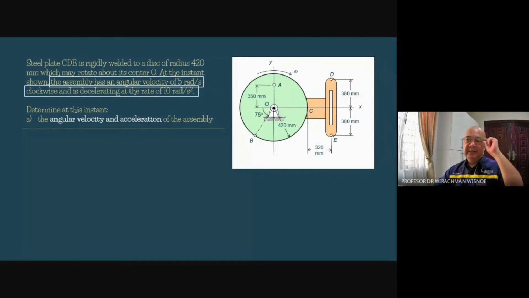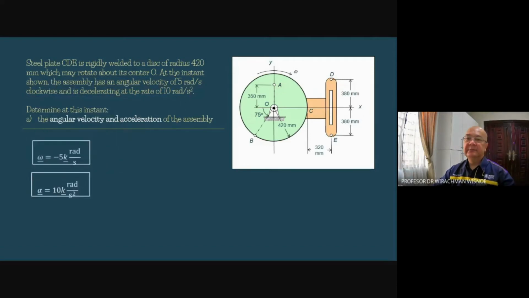The assembly has an angular velocity of 5 radians per second clockwise and is decelerating at the rate of 10 radians per second square. The word decelerating means the direction is opposite to the velocity. The angular velocity is clockwise. The angular acceleration will be anti-clockwise. Now let's see question B.